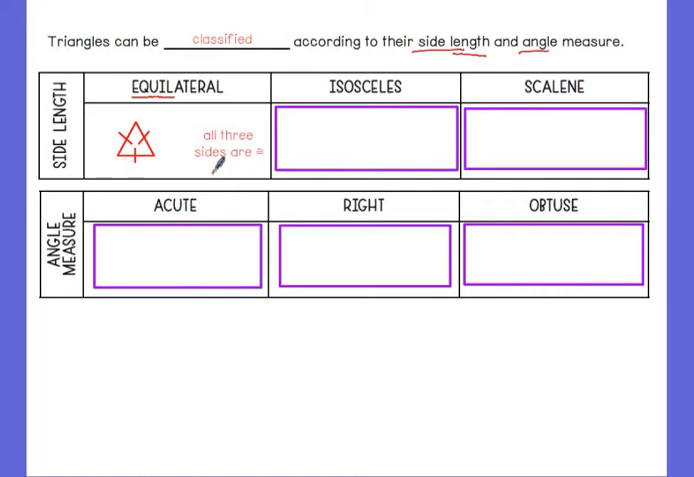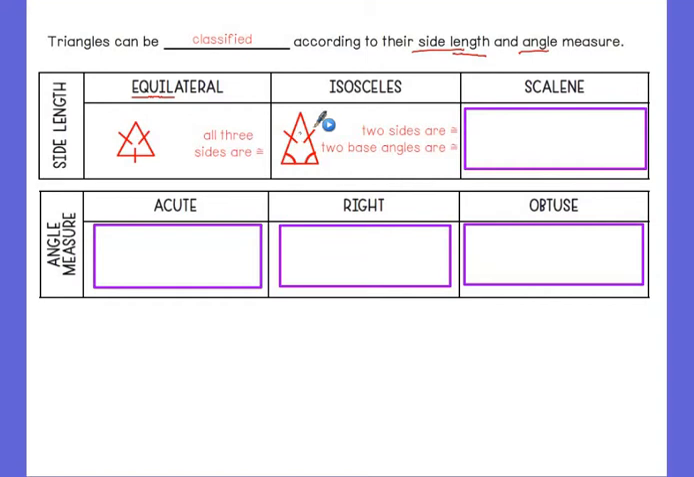Isosceles triangle has two sides that are congruent. That's what these one tick marks mean. And it has two base angles that are congruent. So these two angles that it's sitting on, the base, have one little curved line, meaning they are congruent. These tick marks mean the sides are congruent. The little arc marks mean the angles are congruent. Isosceles means only two sides are congruent.